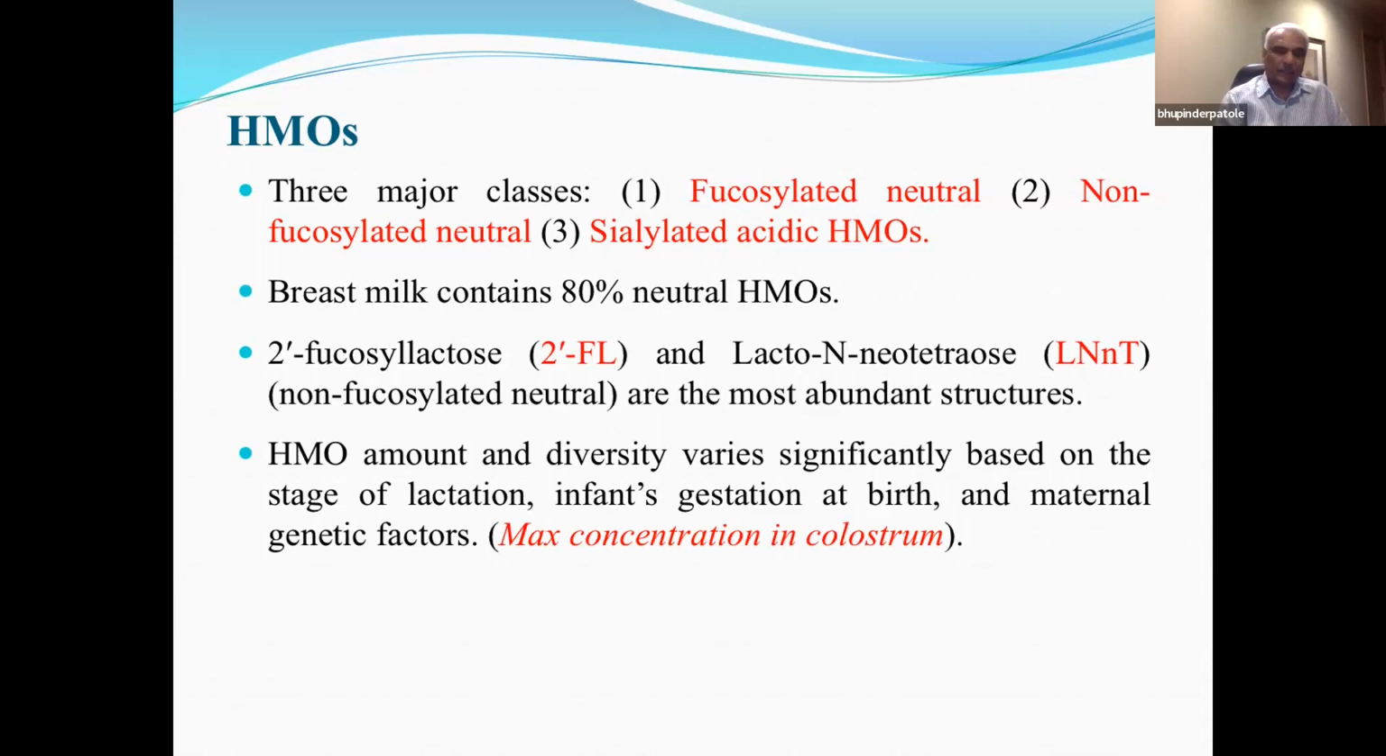Everyone in the neonatal and pediatric team knows that the amount and the diversity of human milk oligosaccharides change significantly with the stage of lactation, the infant's gestation at birth, from mother to mother, baby to baby, and importantly, from country to country based on ethnicity. Good to know that the maximum concentration of HMOs is in the colostrum. That's the reason so much literature is currently devoted to the importance of administering colostrum to the baby as soon as possible. And the previous speakers have pointed out the importance of early expression of milk. So every effort we need to put in to support lactation.